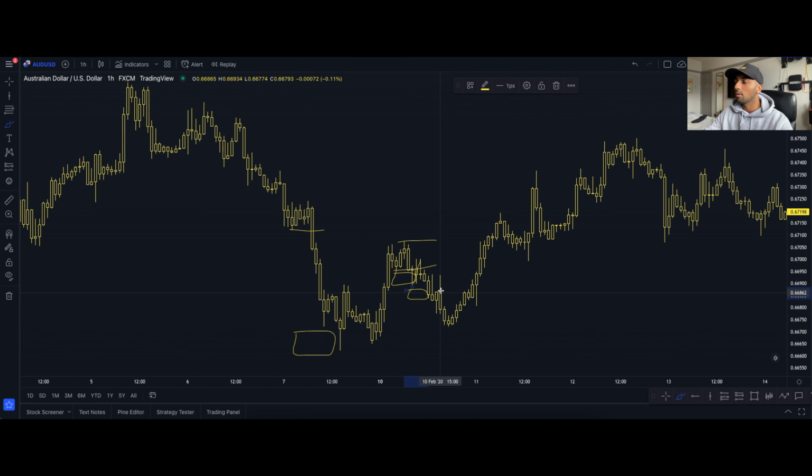You can see we pushed down, then we started to see a little bit of a push up. But this is the thing, as we pushed down, right? We collected liquidity and we pushed up and we didn't really see a strong push.